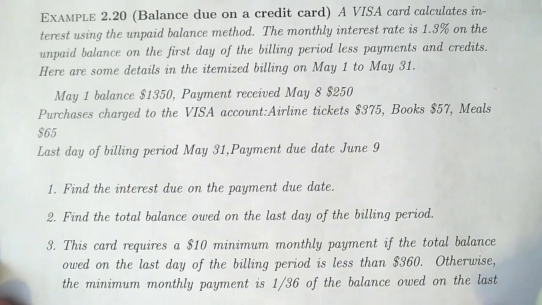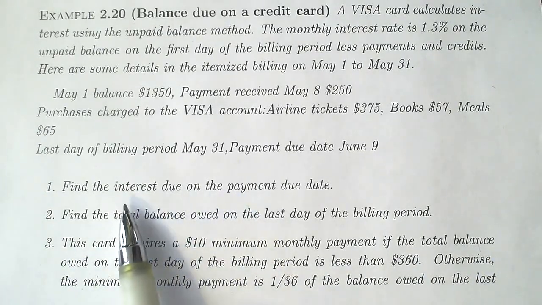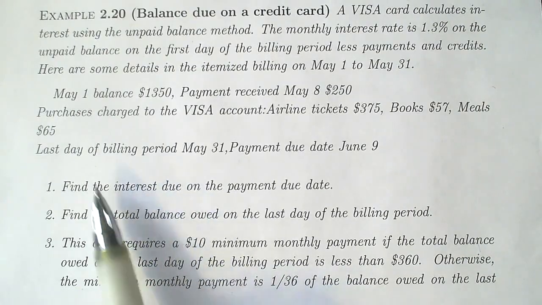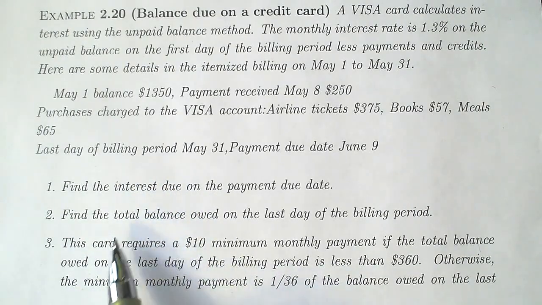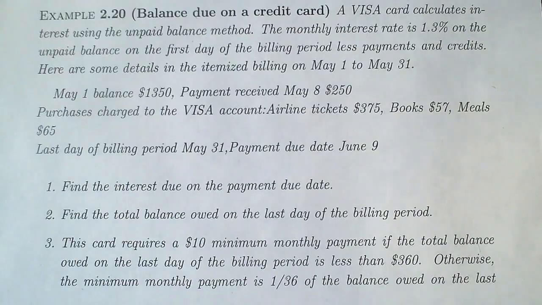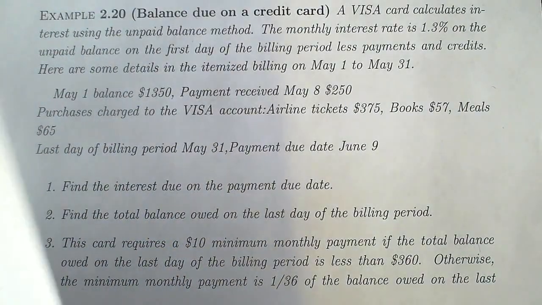This is one of these problems that has multiple parts. We want to find the interest due. And that's not saying to find the interest rate. It's saying find the amount of interest, so dollars and cents. Find the total balance owed, and then we'll get to part 3 when we get to it. Let's just focus on part 1 and 2 right now. I'll go ahead and change pages here. The next page has the solution, maybe a couple of things that I want to write on top of it.